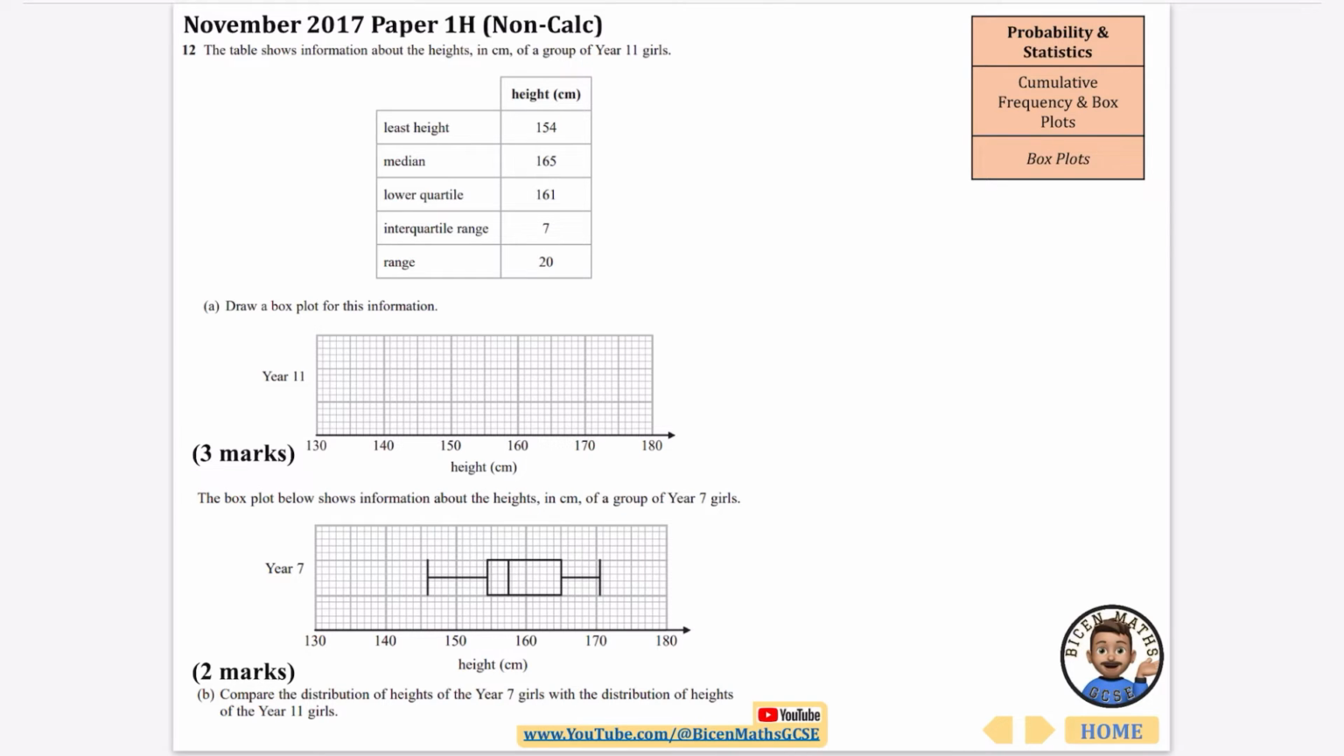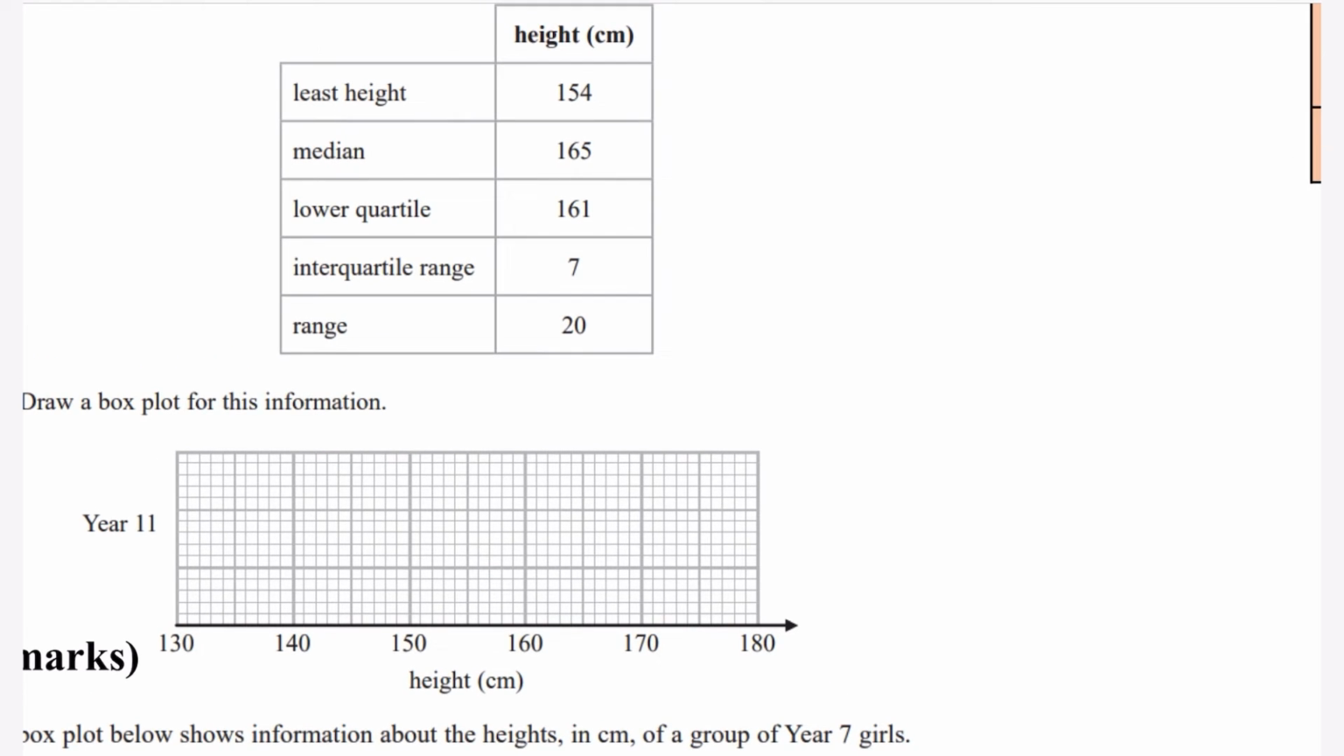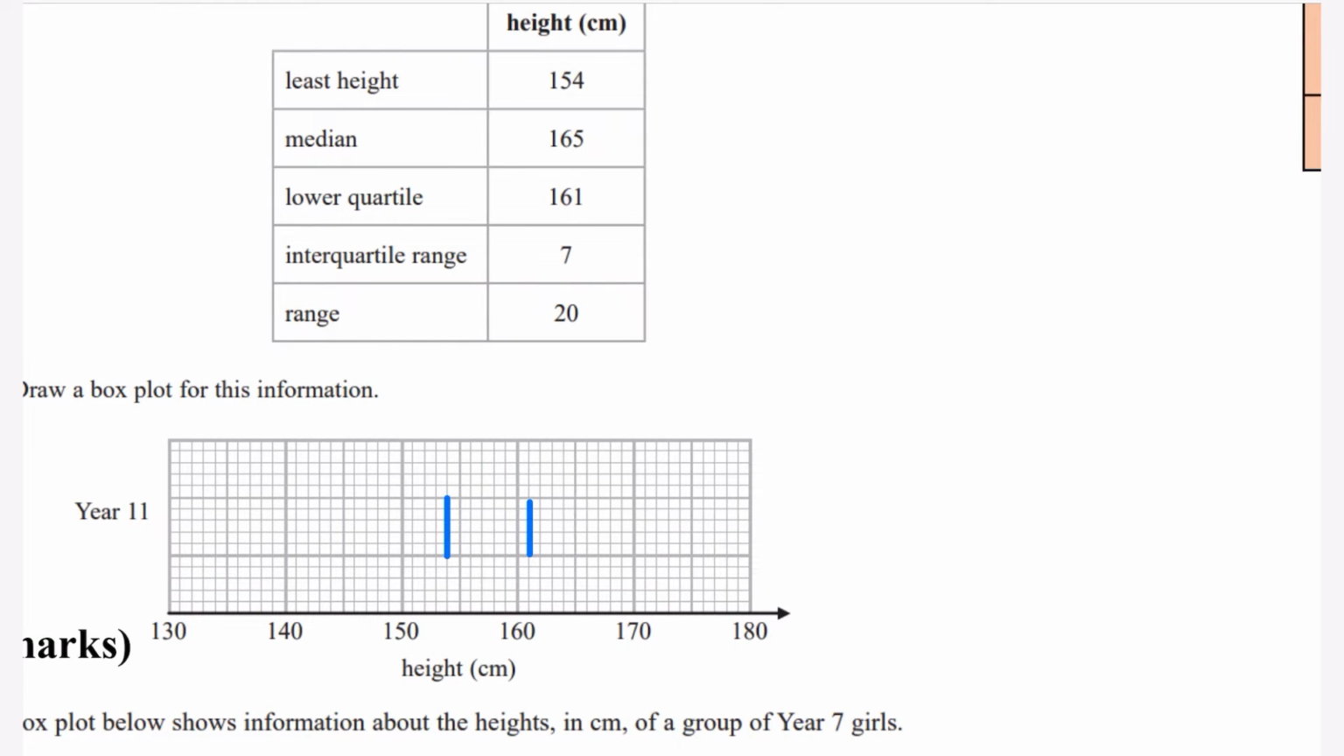We're going to do the 154 for the least height that we've got. So 154 is going to be here. Then we'll do the lower quartile next, which is 161. So we'll do 161. Let's make it a nice straight line here. And then we've got that the median is 165.